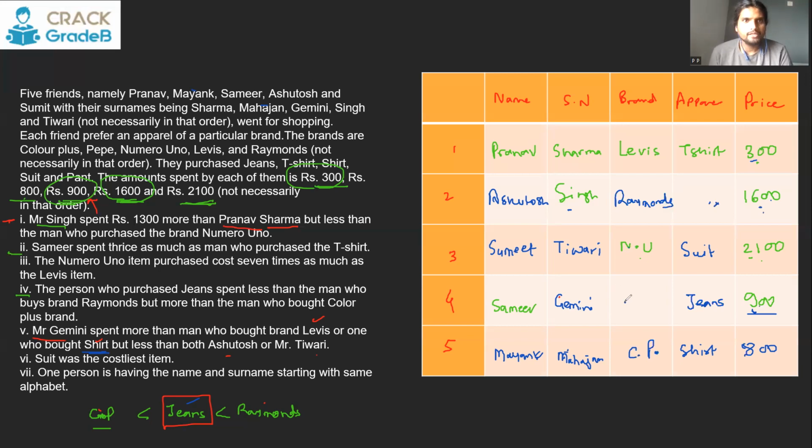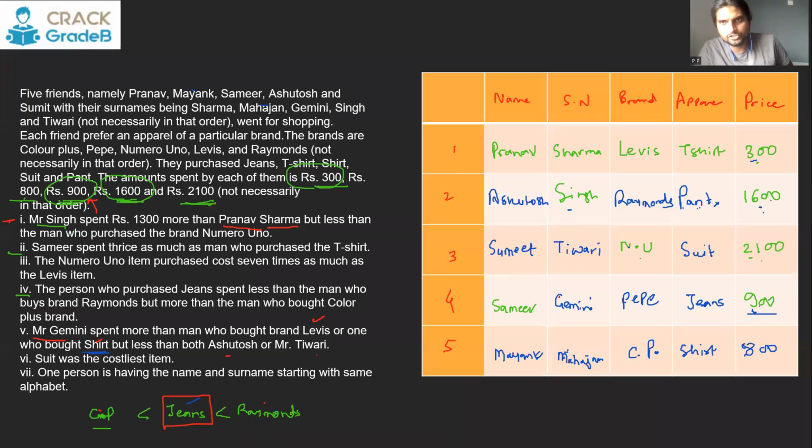Only one brand is remaining. The brand's name is Pepe. So Pepe is the one with jeans, and only one apparel is left. That is pant. This has to be the pant. So this is how we can fill the table. Let's go to the questions.